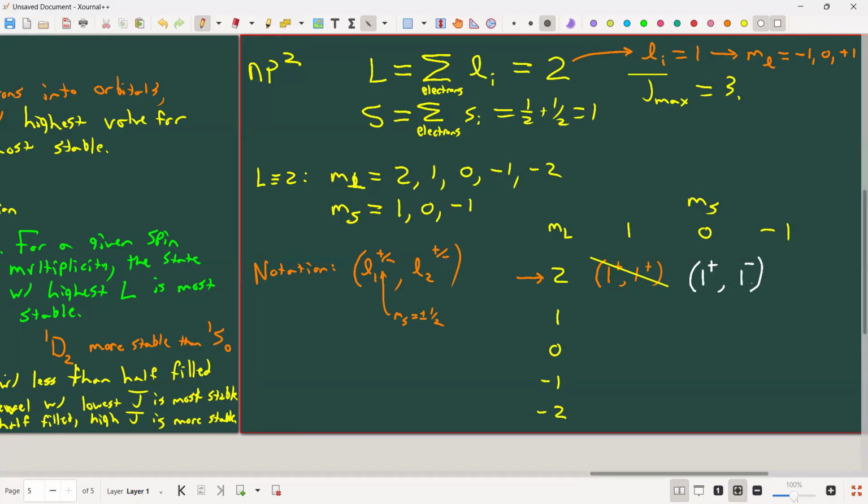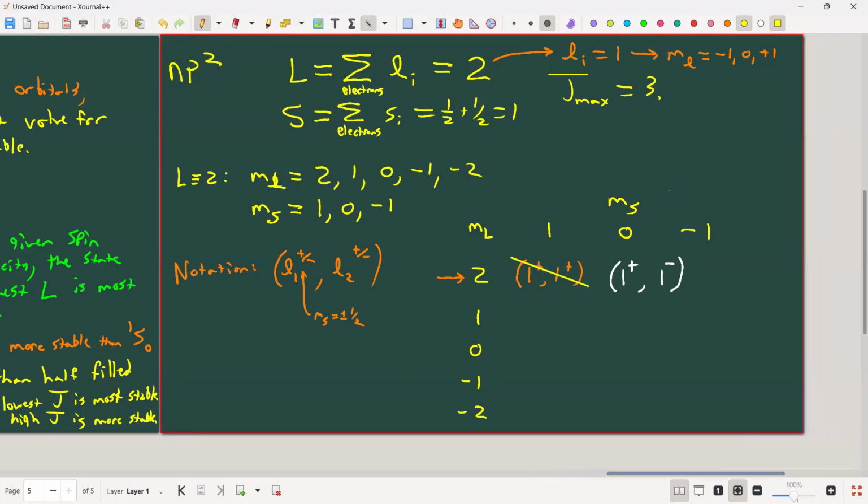Right? And that's perfectly fine, right? What would this state be represented? This state, let's calculate the term symbol for this. Well, L is 2, right? Because we have 1 electron, L is 2. Because we have 2 electrons, L equals 1. So this is a D state. It's a singlet. And J here can be 2, 1, or 0.